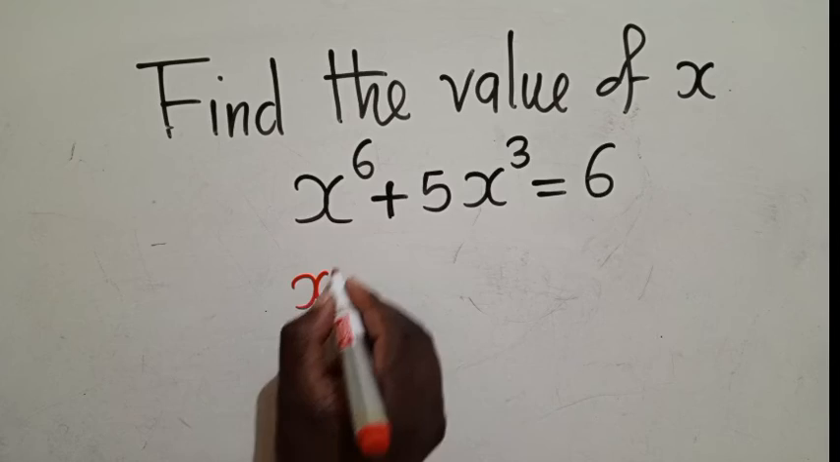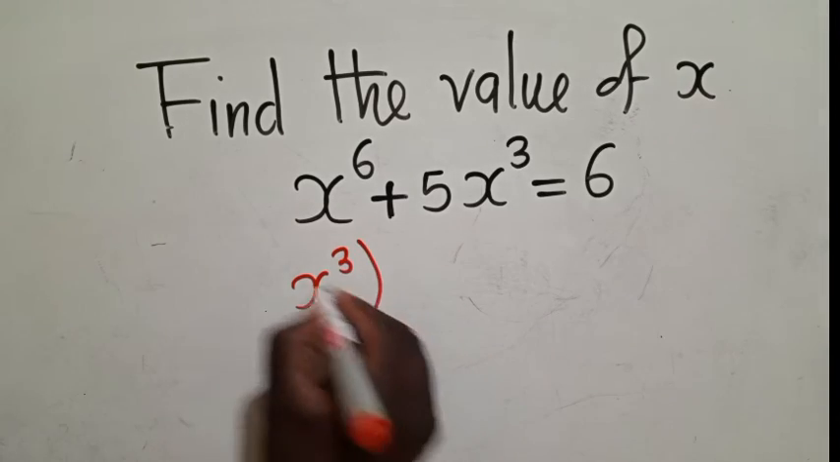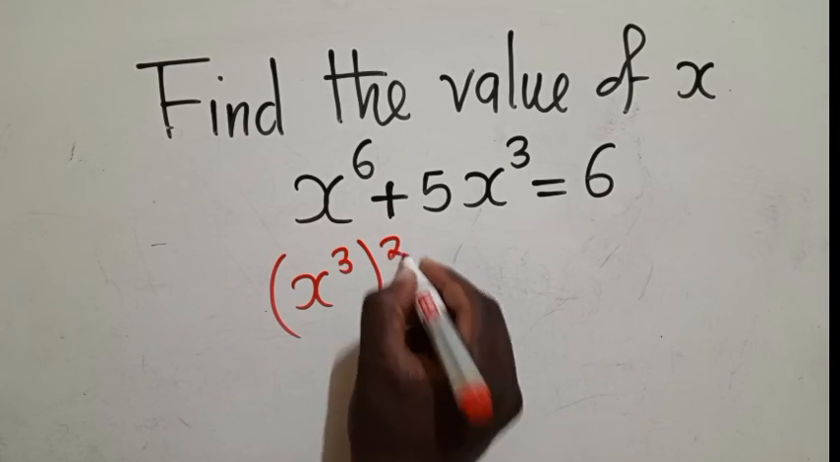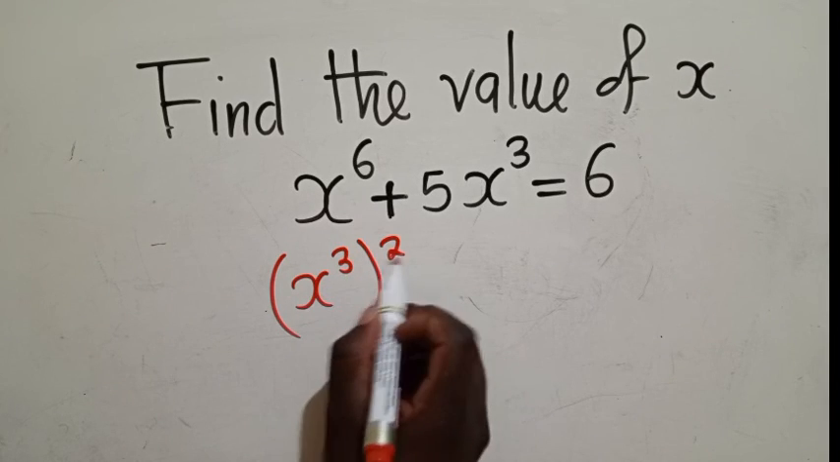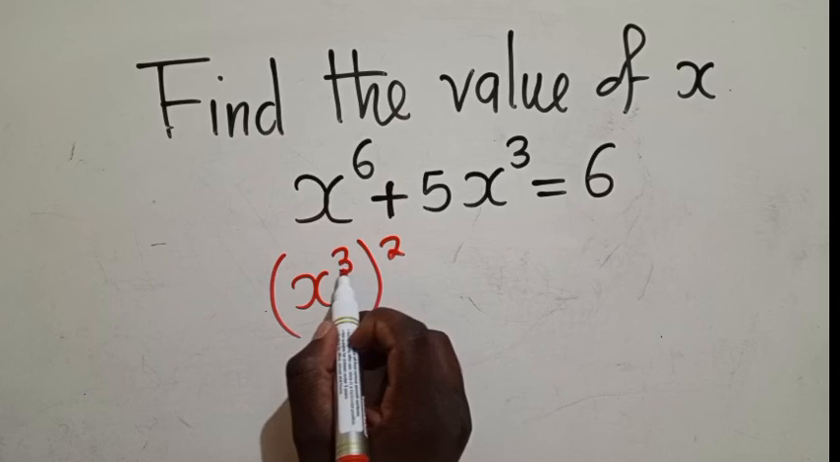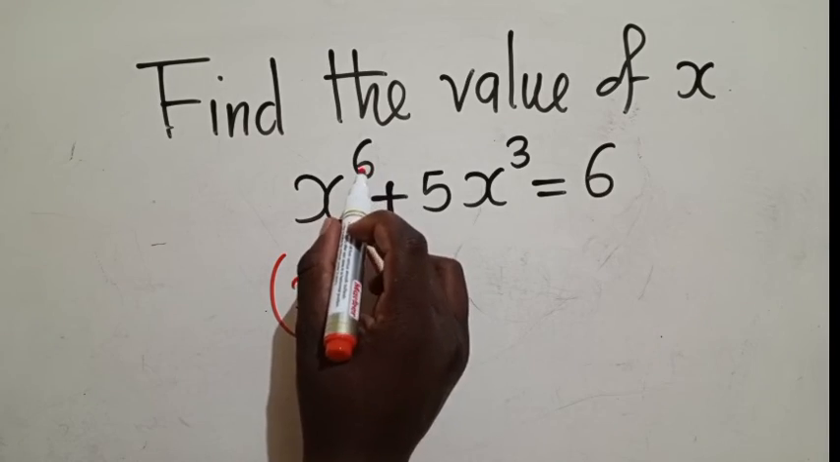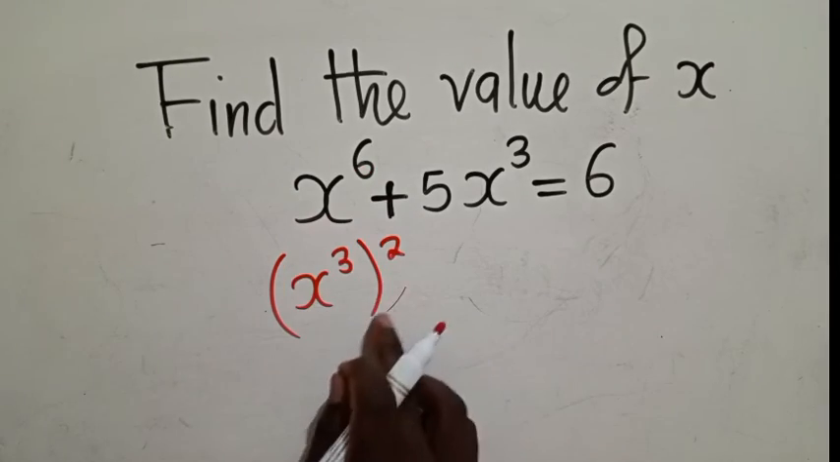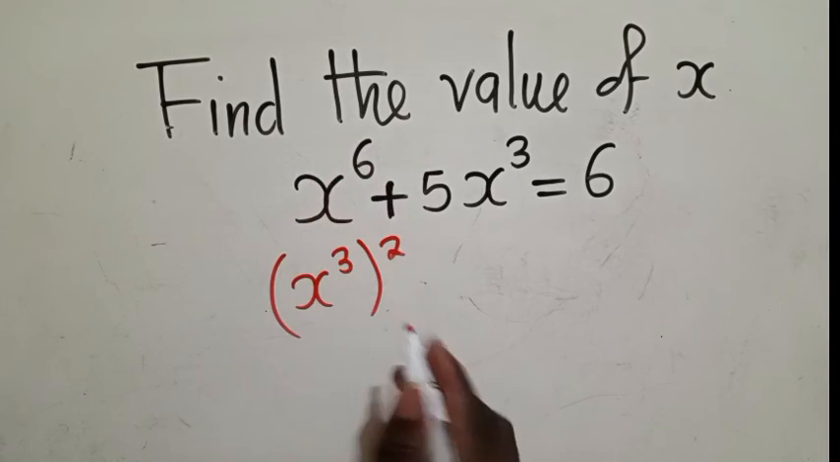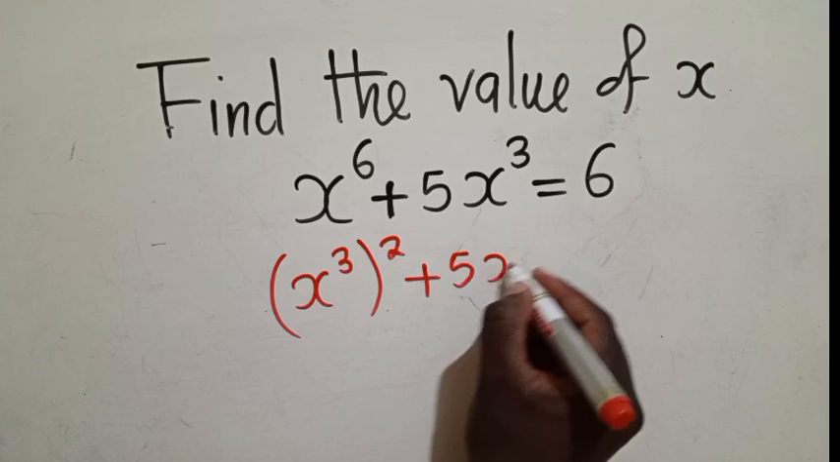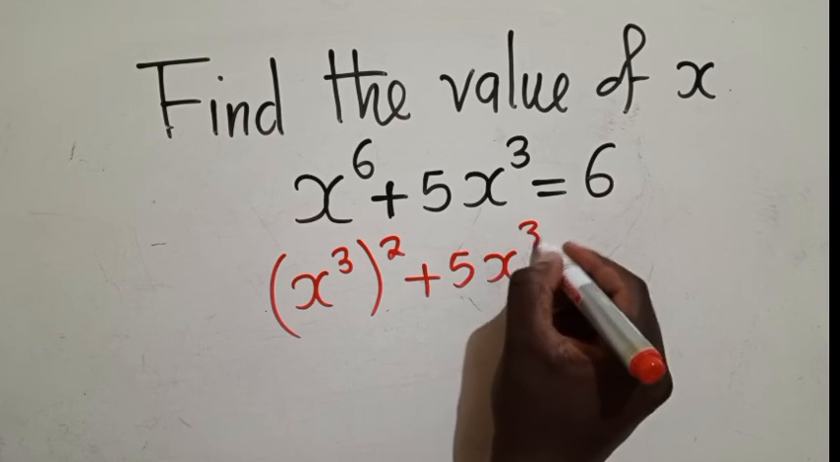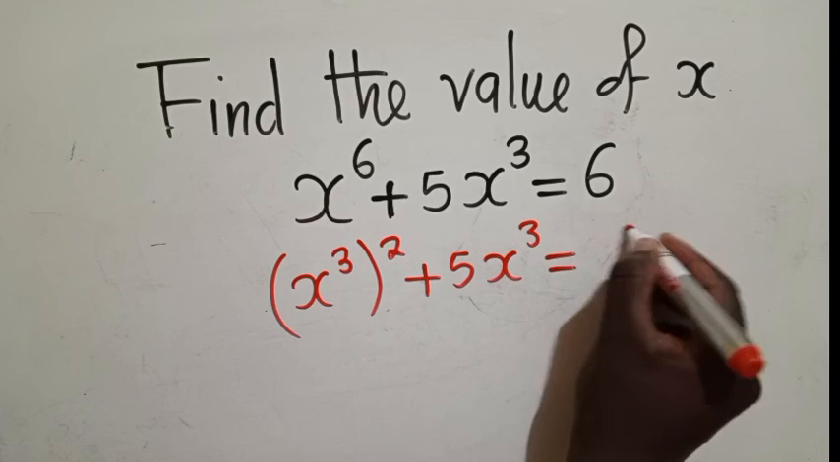We write x^3 under power 2. We know that by the laws of indices, when we've got powers like this, you multiply them: 3 times 2 will give us 6. So all this is the same as what we have right over here. Then we say plus 5x^3, which is equal to 6.